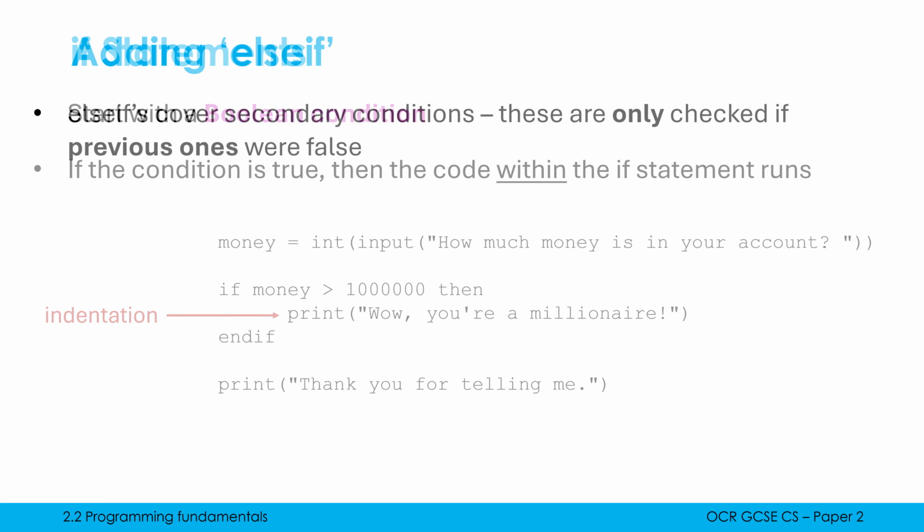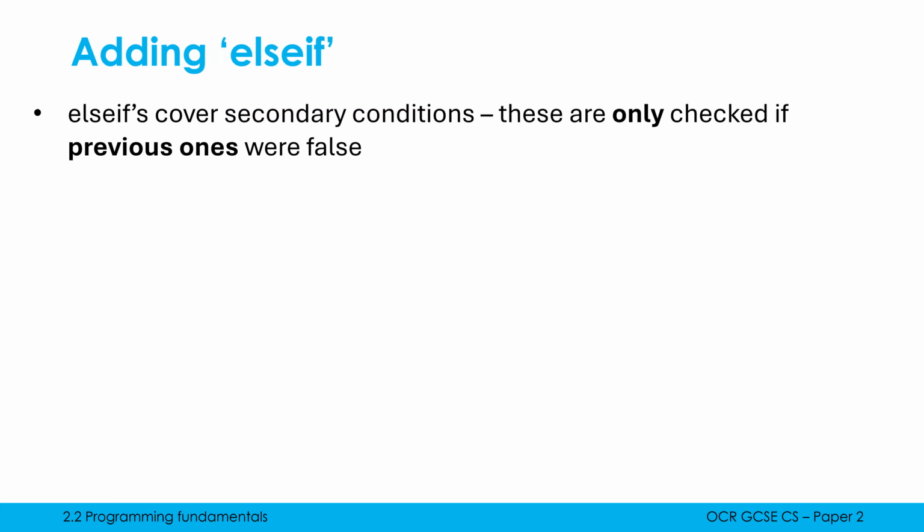You can also add on a few other what are called clauses to this as well. A clause is an optional part of an if statement. So elseif is one of these. An elseif covers what you might consider a secondary condition. If is our primary condition. Elseif covers sort of backup conditions, things we want to check after we check the if. So elseifs are only checked if previous ones were false.